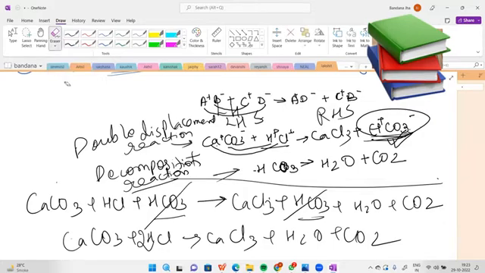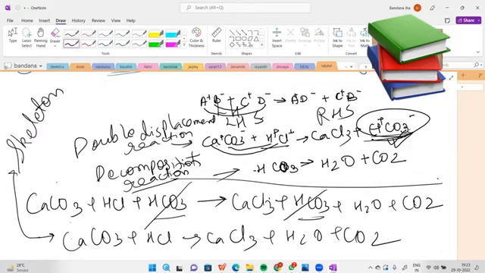The unbalanced equation is known as what? I don't know. That is known as a skeleton equation. Have you heard this word? No. That is known as a skeleton equation. A balanced equation is different. Everyone will give you a skeleton equation, then you have to balance it. Then that is known as what? Balanced equation. Okay.